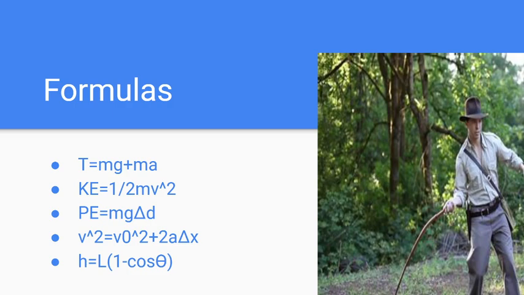These are all the formulas we used for our analysis. We had tension, kinetic energy, potential energy, and then we used the velocity equation, or the kinematics equation, to solve for acceleration, and then the equation we looked up on Google for the height difference. And this is a picture of Indiana Jones.